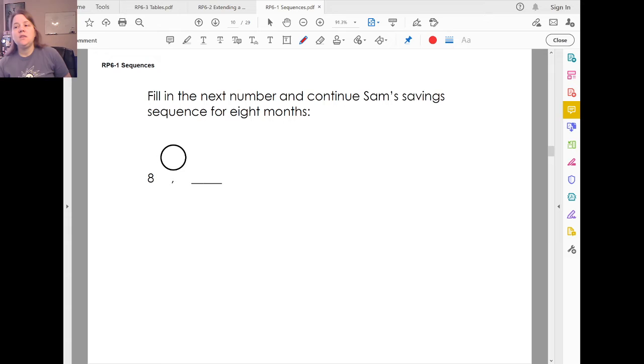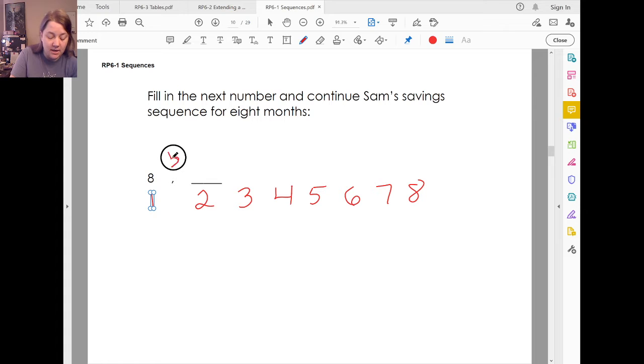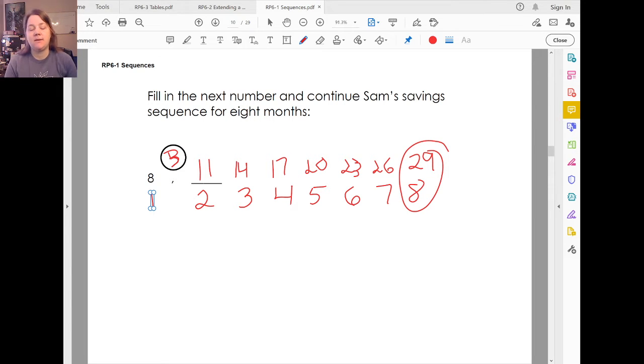Welcome back. So let's see how much Sam has after 8 months. So this is month 1, month 2, month 3, month 4, month 5, 6, 7, 8. So I know I'm going to be adding 3 every time. So 8, 11, 14, 17, 20, 23, 26, 29. After 8 months, Sam will have $29.